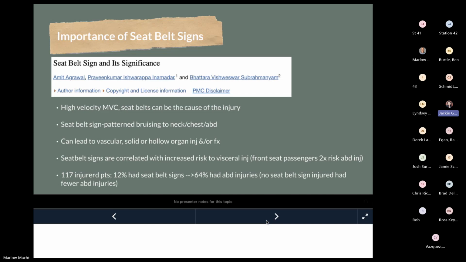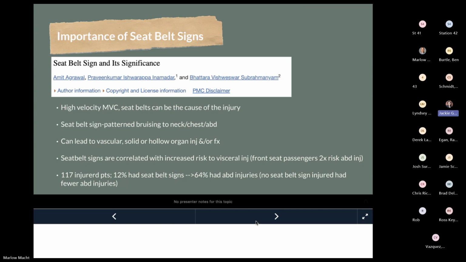Seatbelt signs are correlated with increased risk to visceral injuries. If you're a front seat passenger, you have 2 times the risk of abdominal injury than a backseat passenger with a seatbelt sign. In this particular study, they looked at 117 injured motor vehicle crash patients, and 12% of them had seatbelt signs. Of those 12% with seatbelt signs, 64% had abdominal injuries. The patients that didn't have the seatbelt sign tended to have fewer abdominal injuries, as suspected.